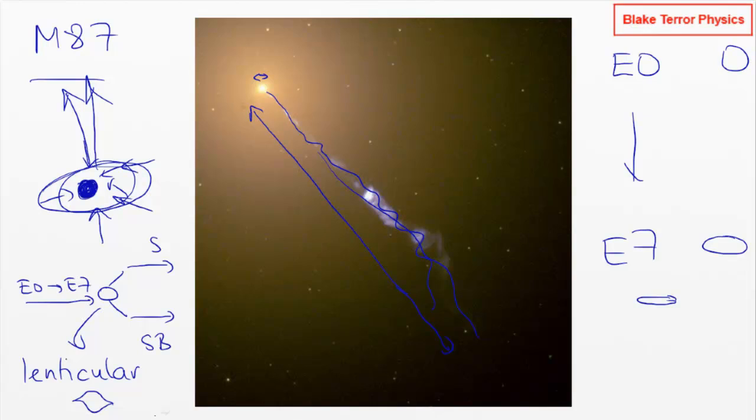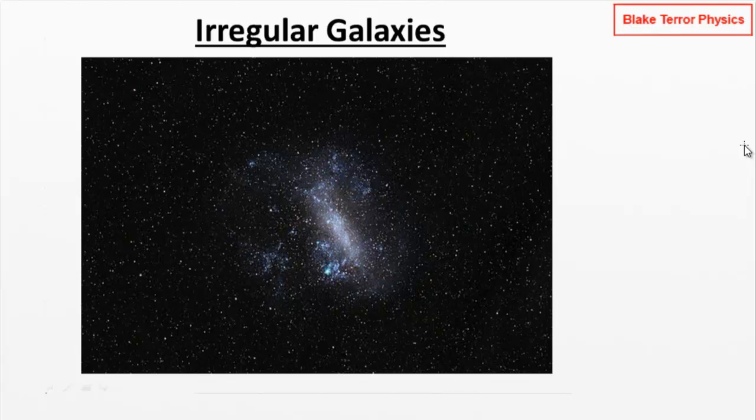Then, just to wrap up, I think this is going to be the last bit, irregular galaxies. Some don't have any particular structure. When we look at this one here, this is the Large Magellanic Cloud, one of the satellite galaxies of the Milky Way. You've got large and small Magellanic Clouds, and as you can see, it doesn't have any structure at all, does it? It's fairly random, random shaped.